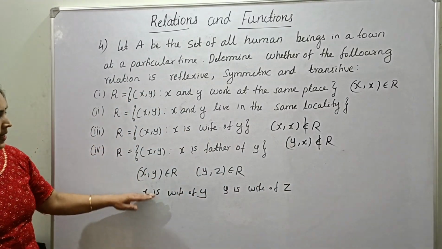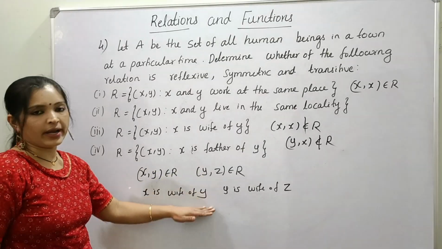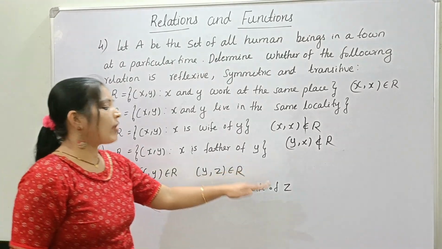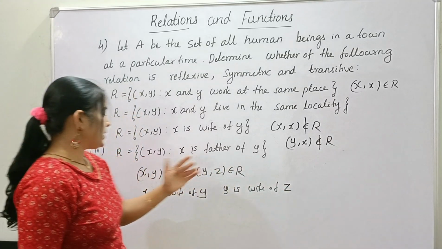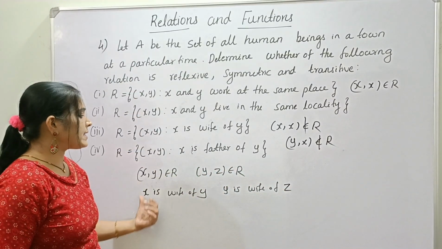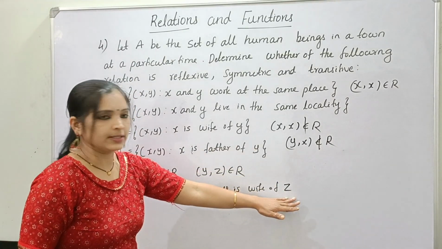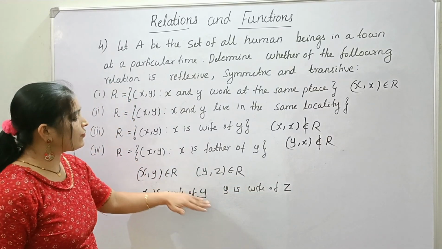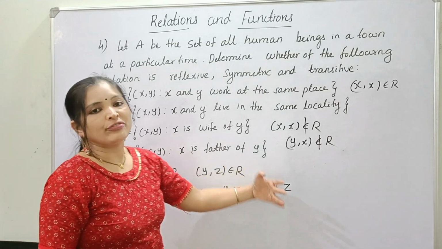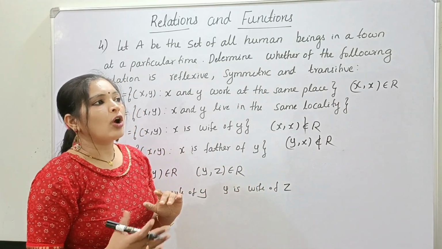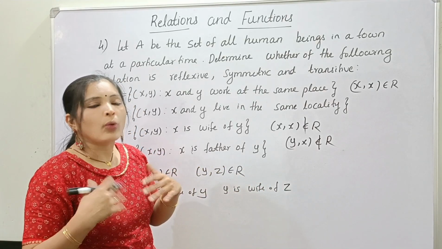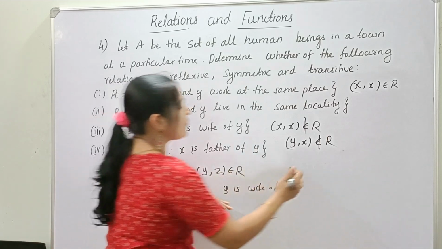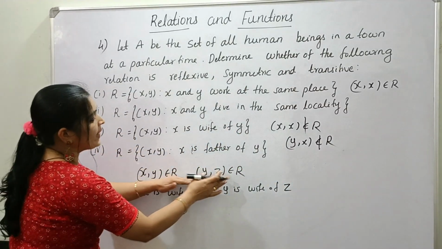So here, X is wife of Y, Y is wife of Z. It is not possible that X is wife of Z. See, it is also not possible. X is a wife of Y and Y is a wife of Z, so there will not be the ordered pairs in the form of XY and YZ.